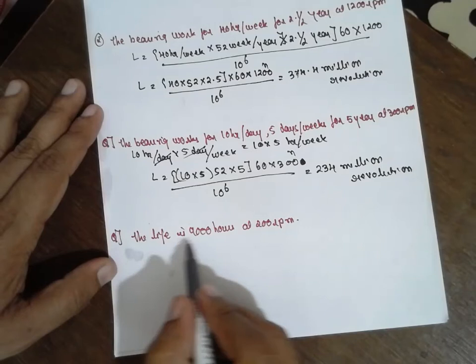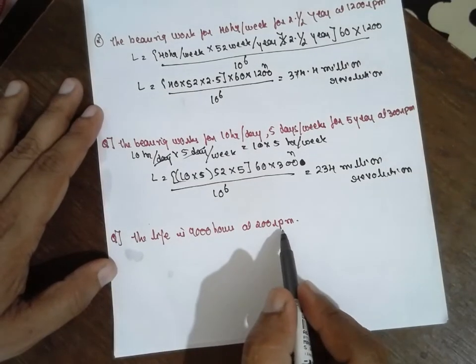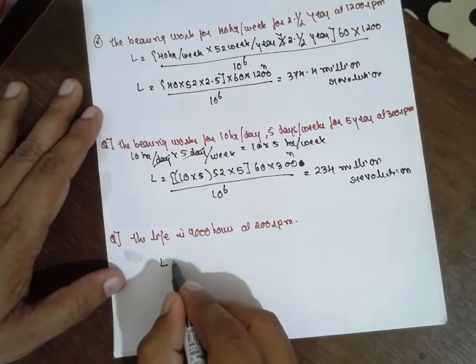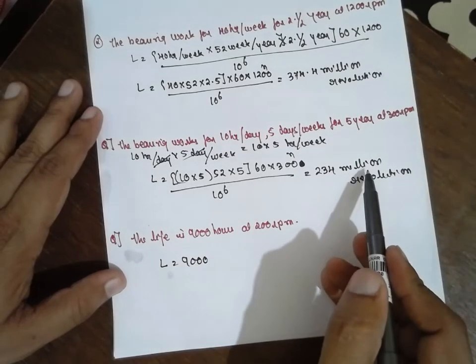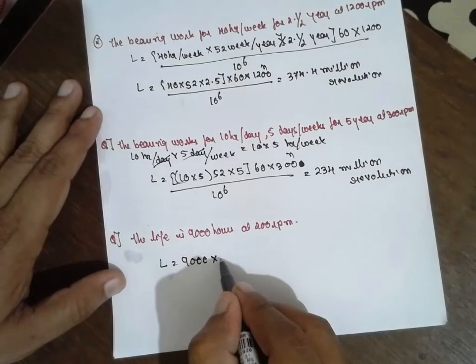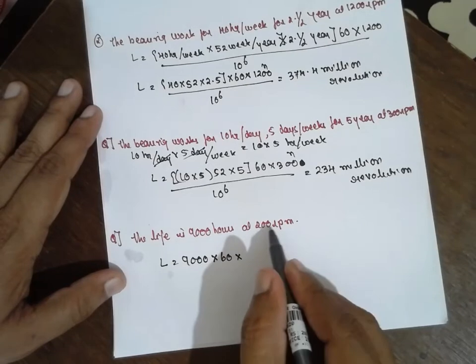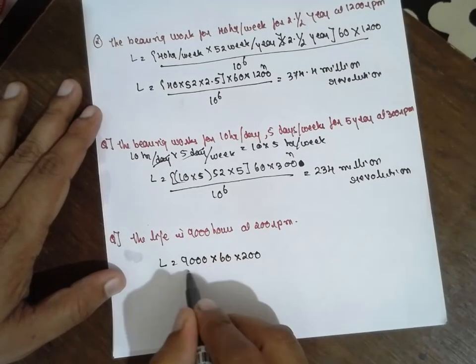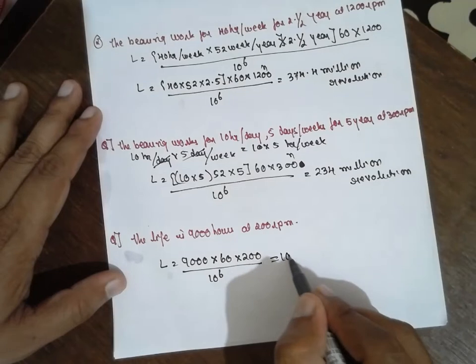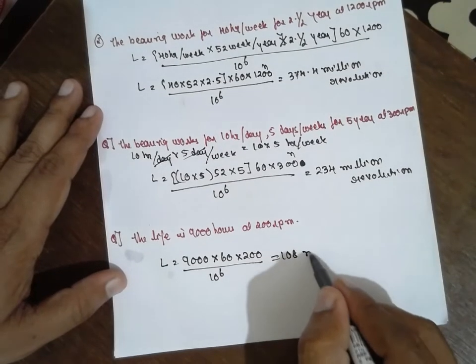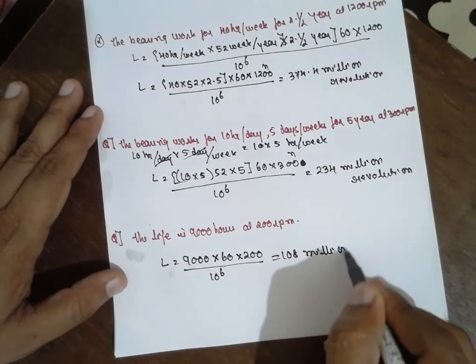The life is 900 hours at 200 rpm. That can be written as L10 is equal to 900 hours into 60 into n value 200, divided by 10^6, in terms of millions of revolutions. It becomes 108 million revolutions.